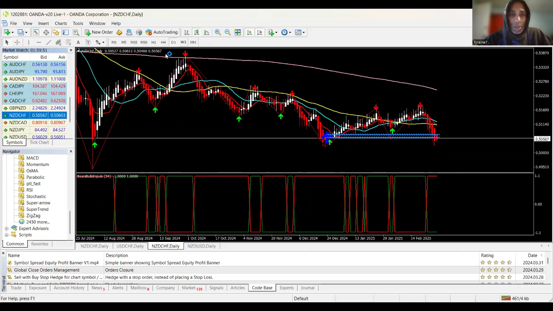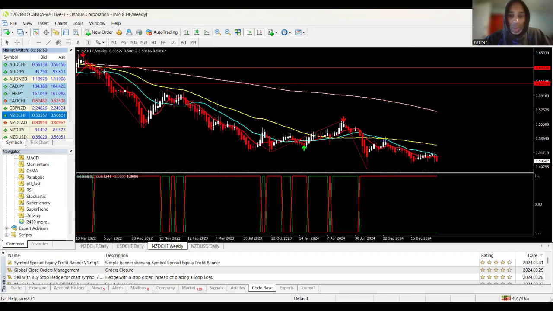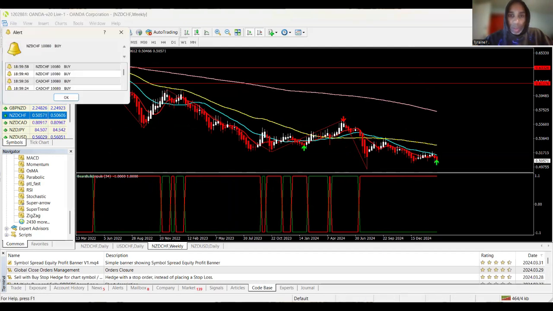Daily did just break a zone. Let me go to Trading View, pull this up. That was this. We're gonna pull it up here. NZD Swiss.